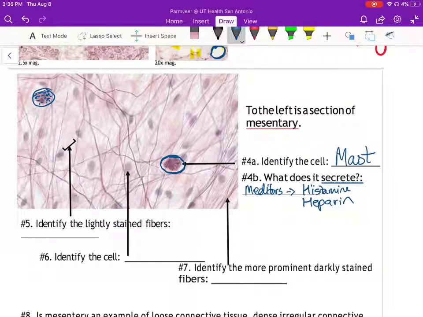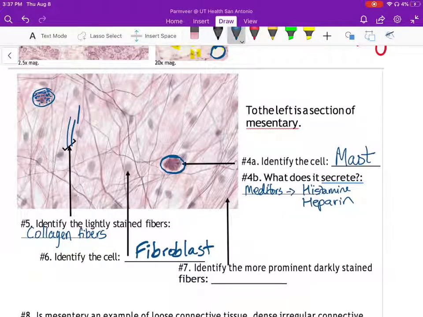Then we have number 5. What are the likely stained fibers that we can barely see in here? And those are your collagen fibers. Then we have some type of cell that is way in the back, very pale, no stain to it, and that is once again your fibroblast or fibrocyte. So it depends which one you're looking at. If it's skinny, it's a fibrocyte. If it's fat, not a lot of staining, it's a fibroblast.